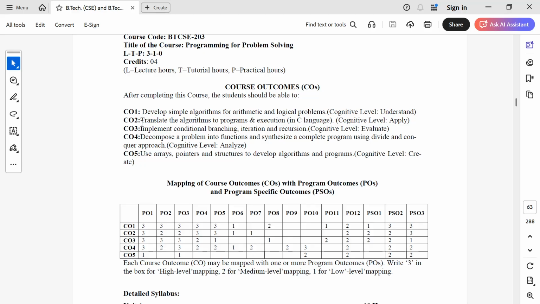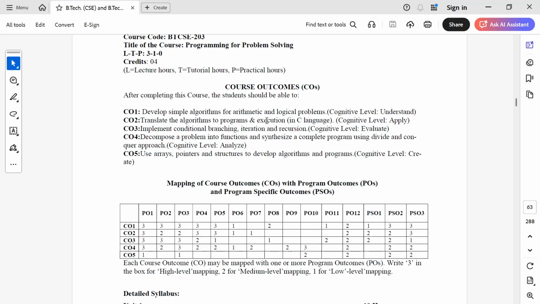Fine. Then second is translate the algorithms to program and execution. That means the algorithm that you write, you have to convert it to a program. So algorithm is something which is written in something plain English kind of language, right? And then it is converted to the language on which we are coding. It could be C, it could be Python, it could be C++, it could be Java, it could be C sharp or any of the programming languages, right? So the programming languages typically have their own syntax and their own way of doing things, right? But the algorithm is something which is a common representation in plain English.